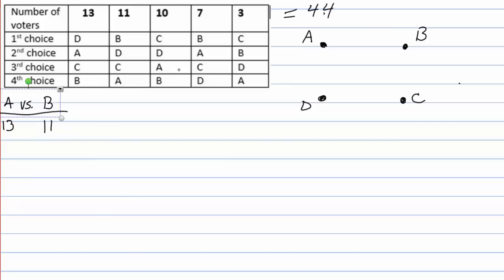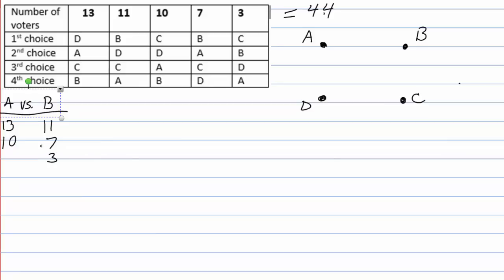In the third column, A is ranked ahead of B because A is ranked as third choice and B is ranked as fourth choice by those 10 voters. So A picks up 10 votes. In the fourth column, B is ranked ahead of A by those 7 voters. So B picks up 7 votes. And then finally, in the last column, B is ranked number 2, A is ranked number 4. So those 3 voters prefer B to A. So B picks up an additional 3 votes.